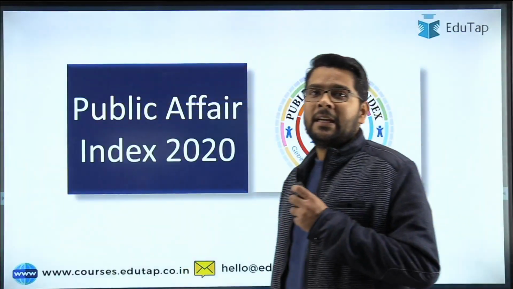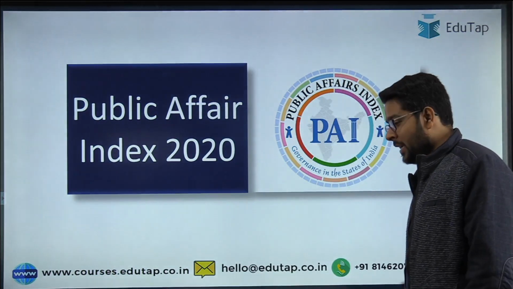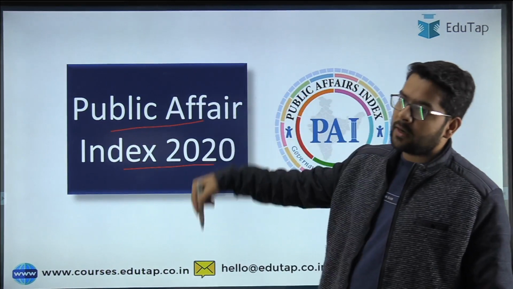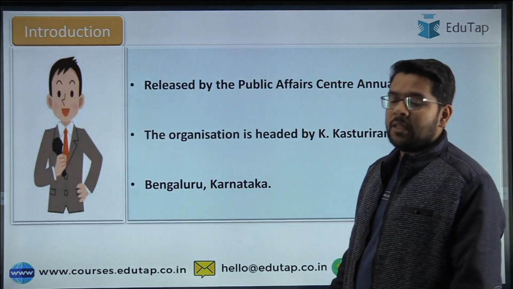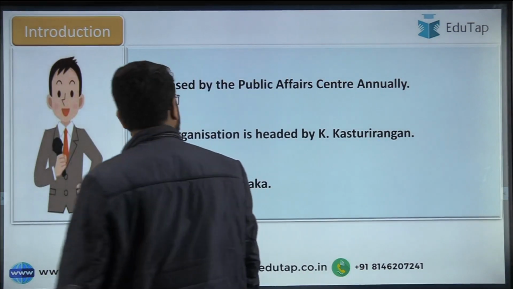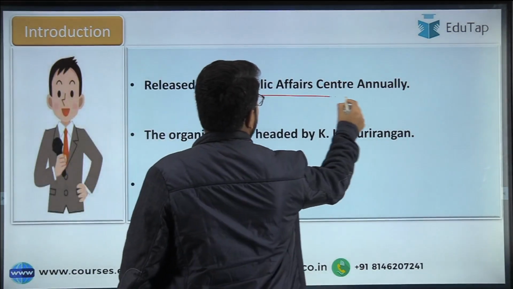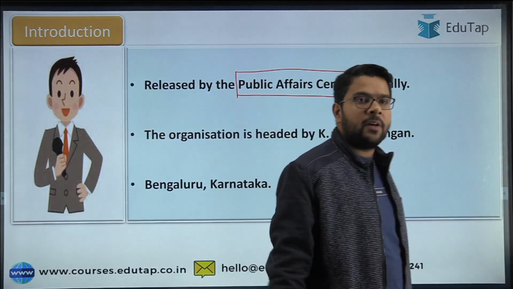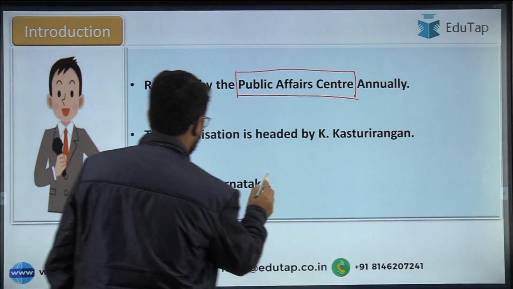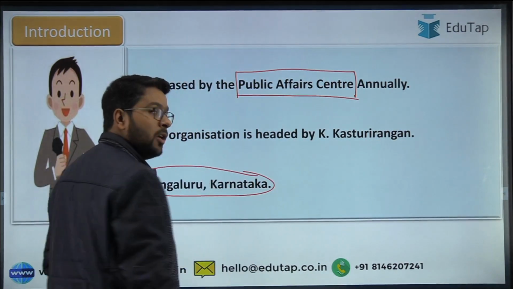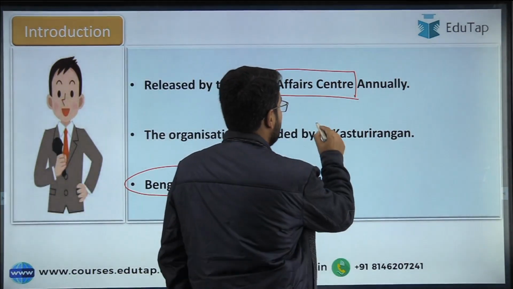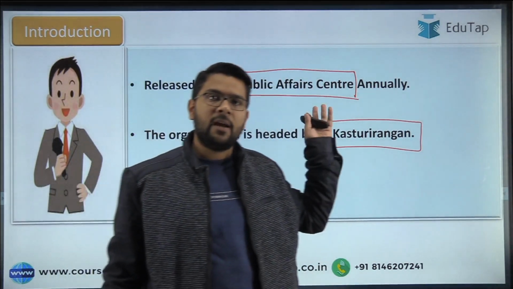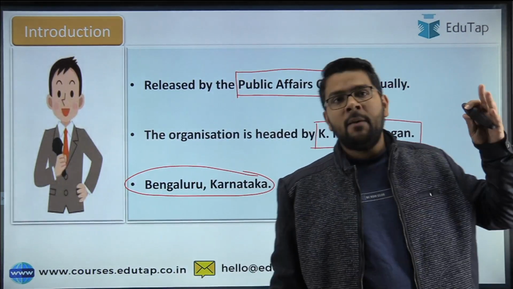Now it's time to start our first report, that is the Public Affairs Index 2020. This is the report that we're going to cover today. Coming to the introduction of this report: it is released annually by the Public Affairs Centre. This is basically a not-for-profit research think tank based in Bengaluru, Karnataka. And the chairman of this PAC is the ex-chairman of ISRO, that is K. Kasturirangan.